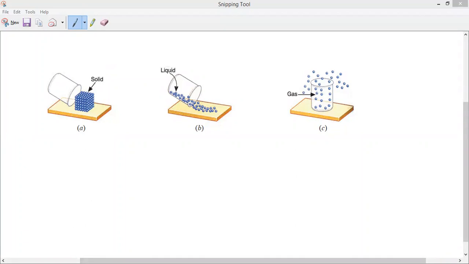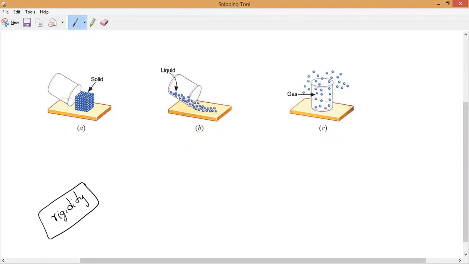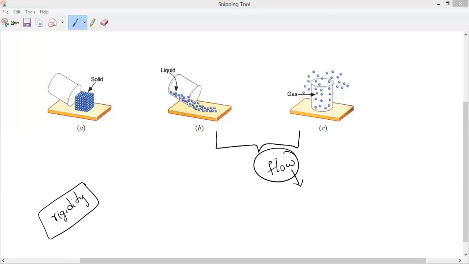Now, as we know, the property of maintaining its own shape even when force is applied is called rigidity. In the same way, this is liquid and gases. They show the property called flow. The property of substances which can flow easily is called fluidity.